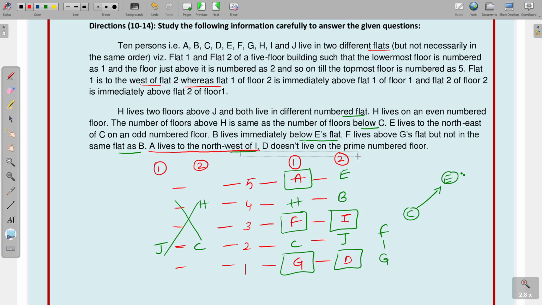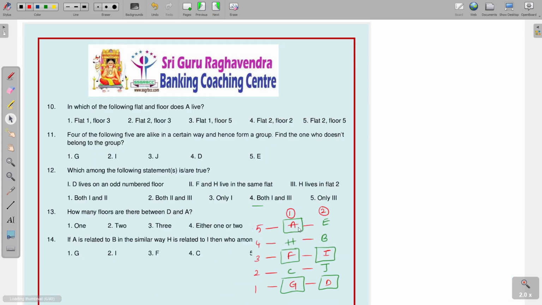Let us move on to the questions. Every condition is satisfied.